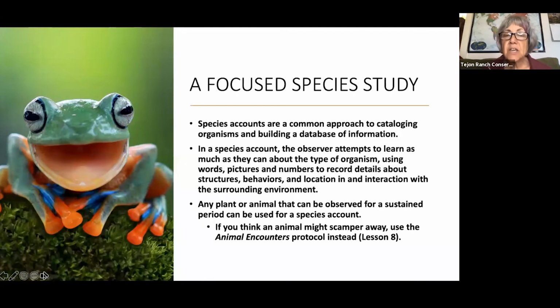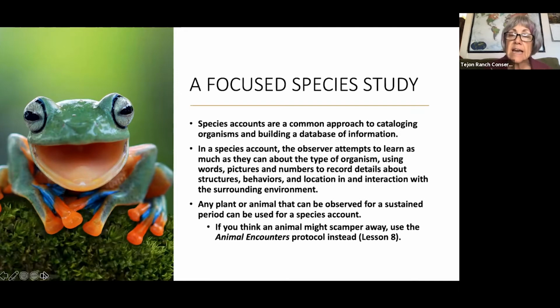That means you're going to be looking at one plant or animal and learning as much as you can about it. Now, while you're looking at that one plant or animal, you need to remember that everything in nature is interrelated. Therefore, there will be some interaction with that animal or plant's environment, and those interactions will also be observed and recorded in your study.